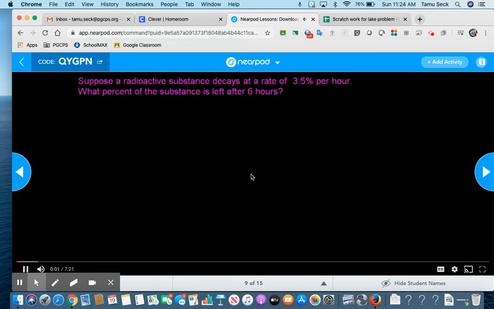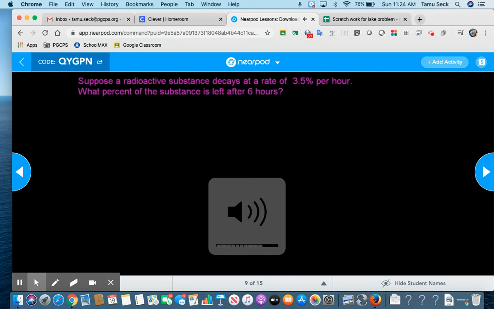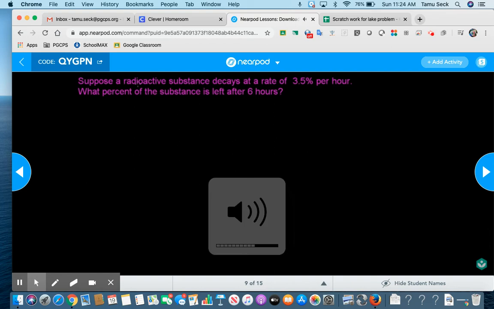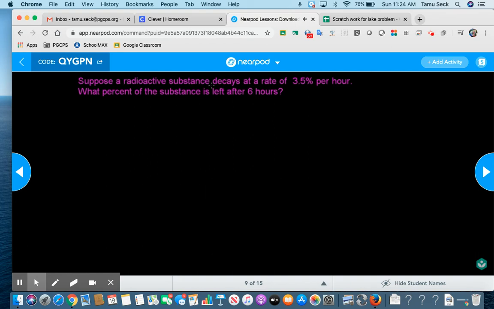Let's do a couple of word problems dealing with exponential growth and decay. So this first problem, suppose a radioactive substance decays at a rate of 3.5% per hour. What percent of the substance is left after 6 hours?